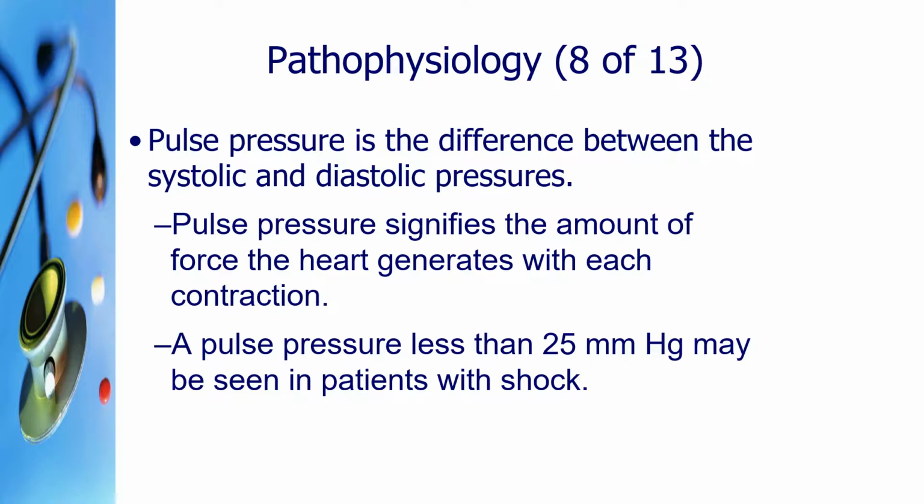Pulse pressure is the difference between systolic and diastolic pressure. Pulse pressure signifies the amount of force the heart generates with contraction. A pulse pressure less than 25 may be seen in a patient with shock.